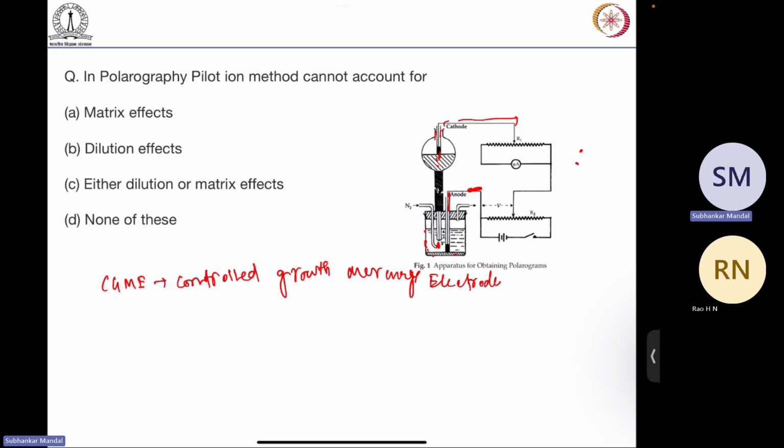So in the polarography pilot method, the question is: in polarography the pilot ions method cannot account for matrix effect. So what is the matrix effect?